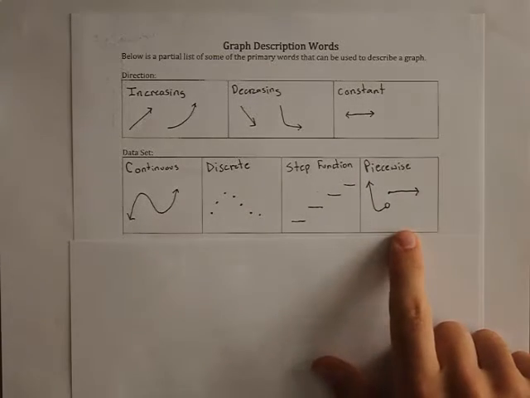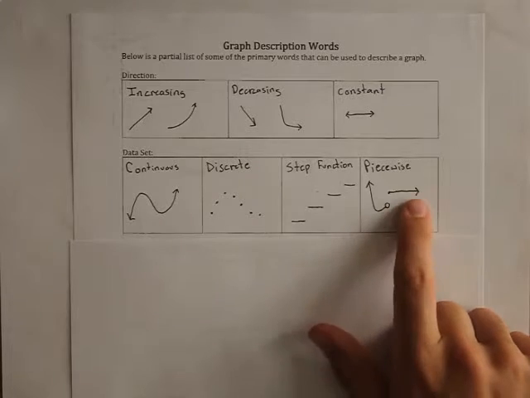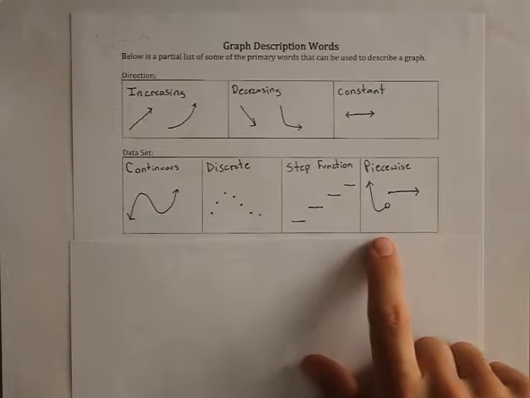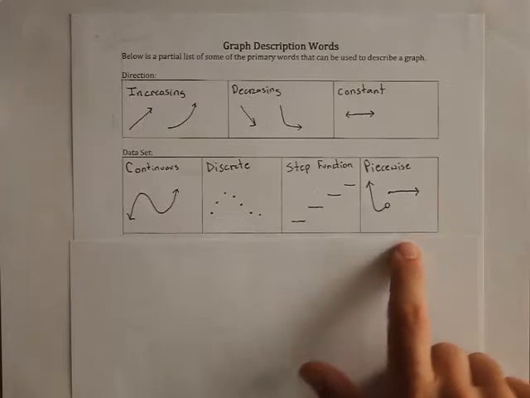And then finally we have what would be called piecewise, which is when you have very different types of functions. Maybe you have parabolas and lines or something even crazier, and you're only taking a piece of each function.